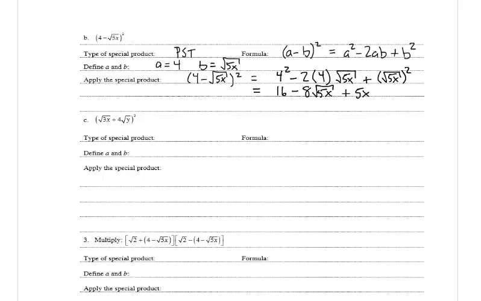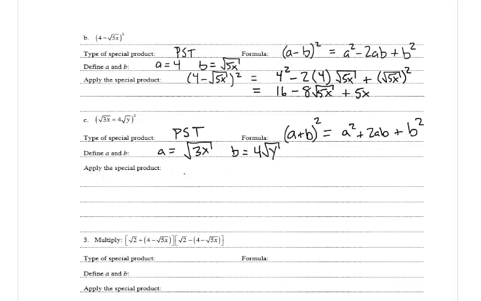In B, we have the square root of 3x plus 4 square root of y, all squared, and it wants us to state the type of special product, and that's the perfect square trinomial. The formula is (A + B) squared equals A squared plus 2AB plus B squared, and A is equal to the square root of 3x, and B is equal to 4 square root y.